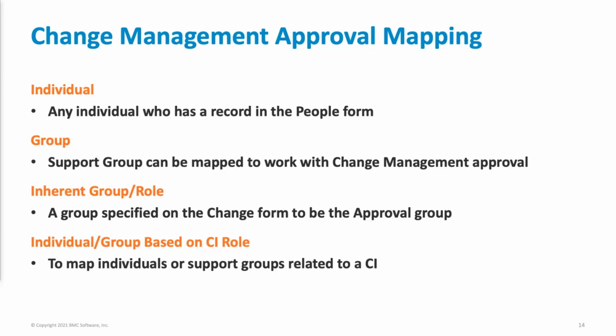Group approval mapping. This type is used to map a support group to work with change management approval. For example, user Mary Mann is a member of the service desk support group and has the infrastructure change approver functional role. If a change request requires group approval, anyone in the service desk support group must approve the request before it moves to the next stage.